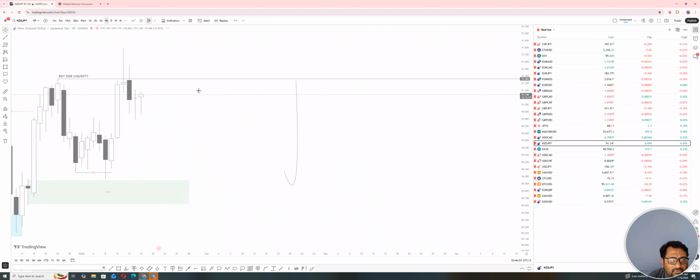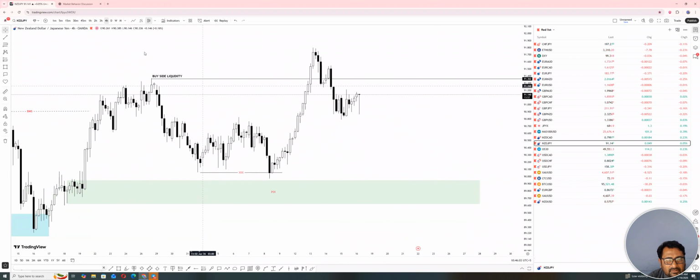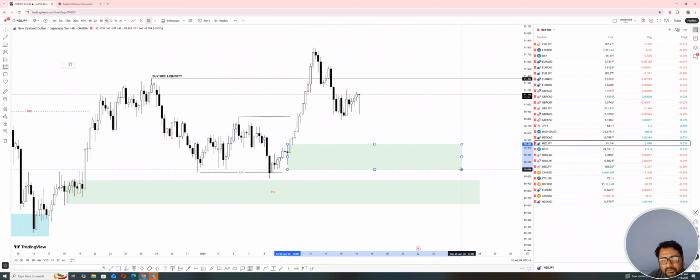Okay, now we have an H4 structure shift. If you look at this break of structure, we have an order block in this area. If the market comes to this order block, then we will take the trade, but we do not have any confirmation for selling or buying. If the market approaches this order block, then we will take the trade.